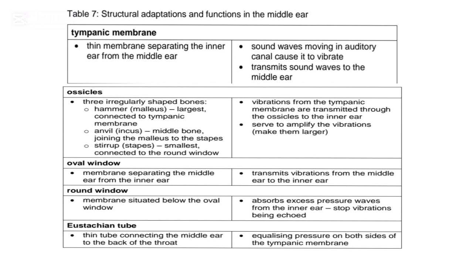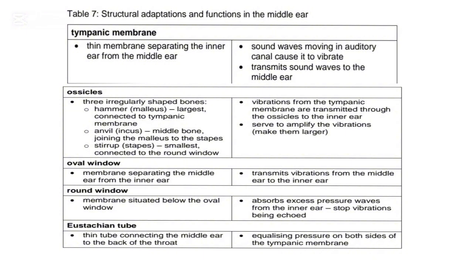Ossicles. These are three irregularly shaped bones. They have the following functions. Vibrations from the tympanic membrane are transmitted through the ossicles to the inner ear. The ossicles serve to amplify the vibrations. Oval window. This is a membrane separating the middle ear from the inner ear. The function is to transmit vibrations from the middle ear to the inner ear.